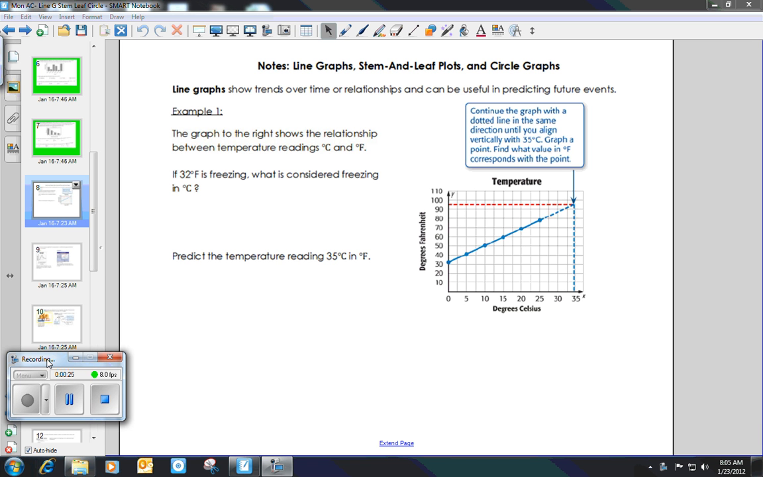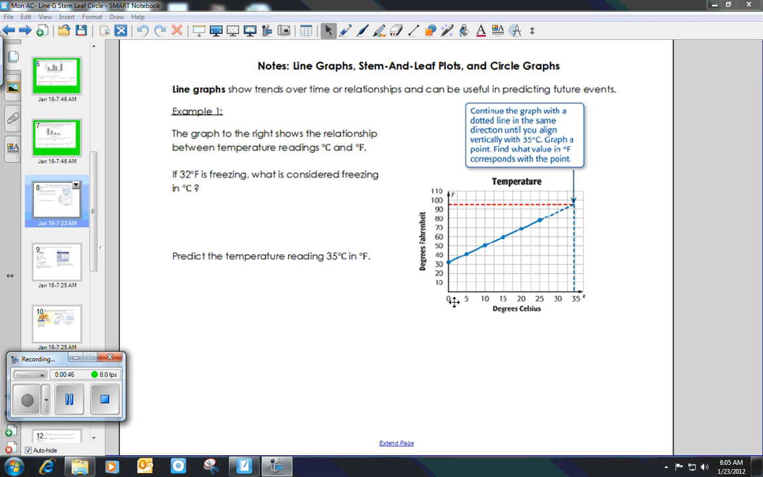Now we've done line plots before. That's with the x's. Line plots are different, putting little x's over the data points. This time we're doing line graphs. These are the ones that you know of where you use a straight edge to connect the dots and make a line. So in this example, we've got the relationship between temperature in Celsius and temperature in Fahrenheit.